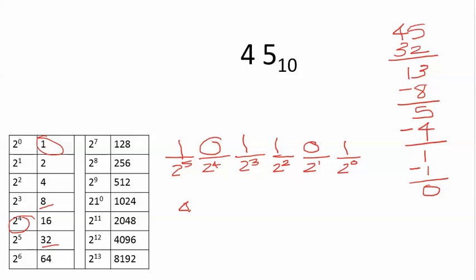So now I know that if I start with 45 in base 10, the equivalent is 1, 0, 1, 1, 0, 1 in base 2.